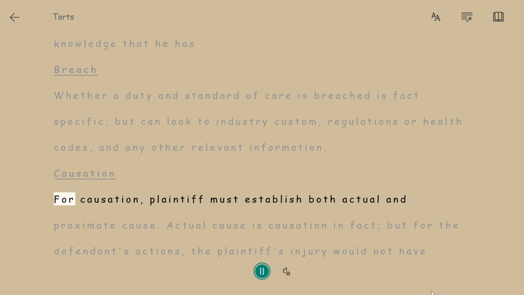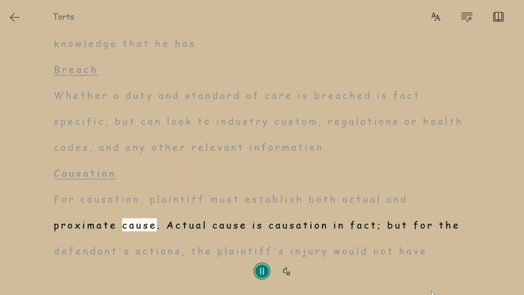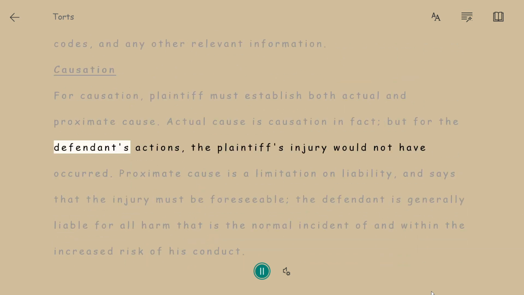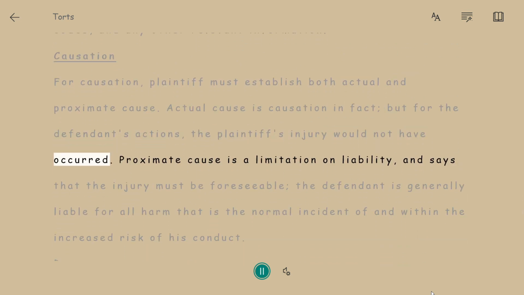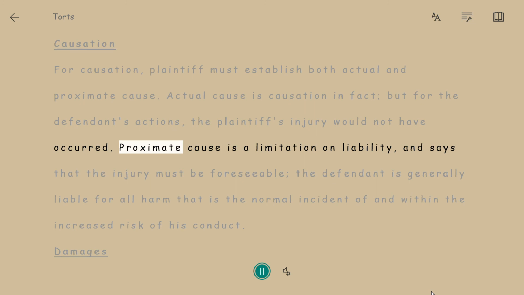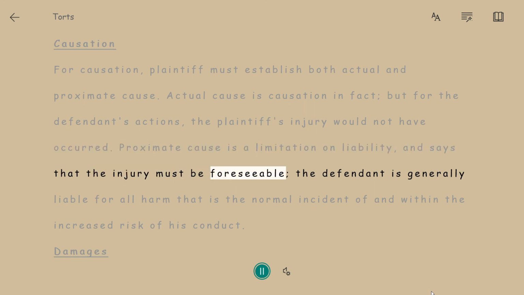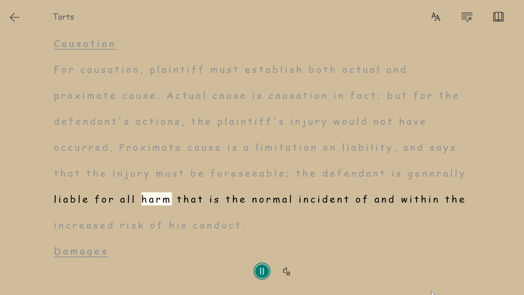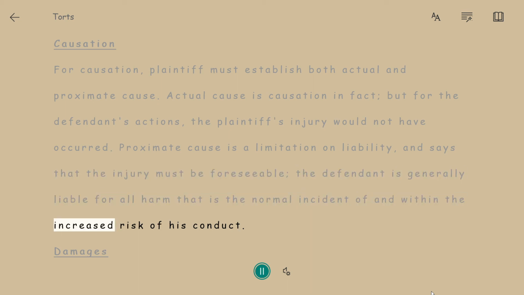Causation. For causation, plaintiff must establish both actual and proximate cause. Actual cause is causation in fact: but for the defendant's actions, the plaintiff's injury would not have occurred. Proximate cause is a limitation on liability, and says that the injury must be foreseeable. The defendant is generally liable for all harm that is the normal incident of and within the increased risk of his conduct.